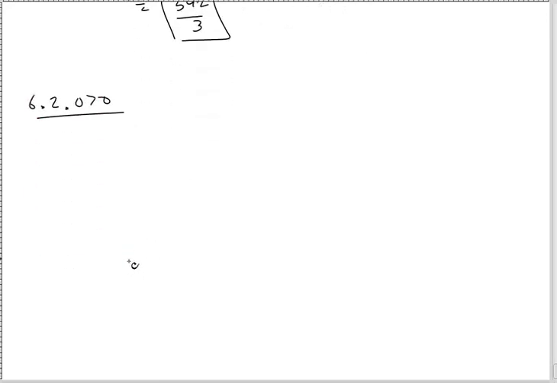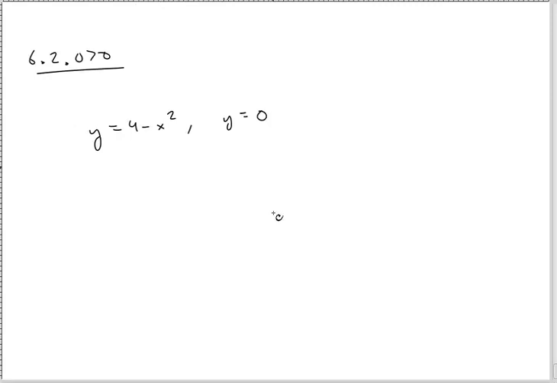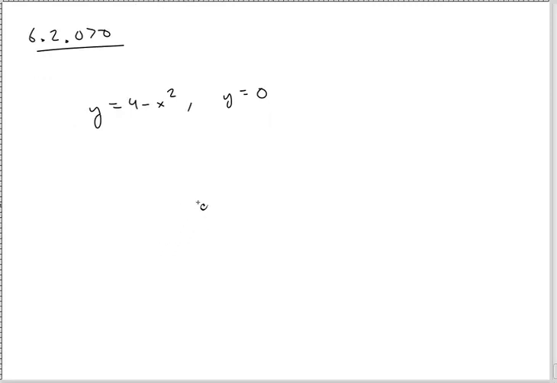62070. Basically a copy-paste, except they have different shapes. So the base of a solid is enclosed by y equals 4 minus x squared and y equals 0. Cross-sections perpendicular to the y-axis are squares. I highly recommend you pull up the homework to see all that, because I am not going to write it. It would just be a lot.